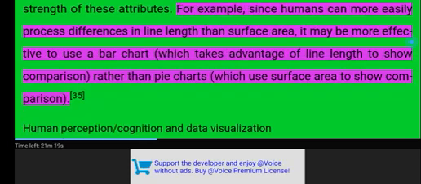For example, since humans can more easily process differences in line length and surface area, it may be more effective to use a bar chart, which takes advantage of line length to show comparison, rather than pie charts, which use surface area to show comparison.